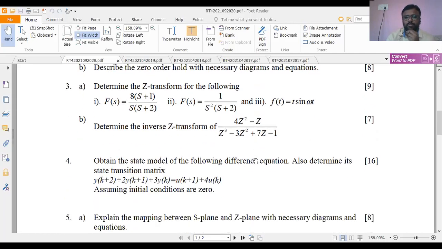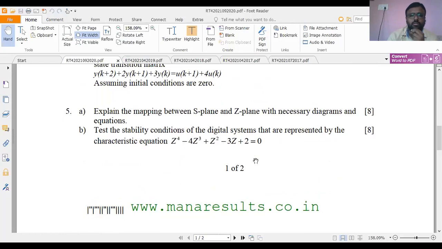After that, we have one more problem. This is the difference equation which is given, and we need to find the Z transfer function or the pulse transfer function for the system. y of k plus 2 plus 2 into y of k minus 1 plus 3 y of k is equal to u of k plus 1 plus 4 into u of k. Here he has given a condition, that is assuming all the initial conditions are 0. Applying the Z transform and taking Y of z divided by X of z, we are going to get the pulse transfer function.